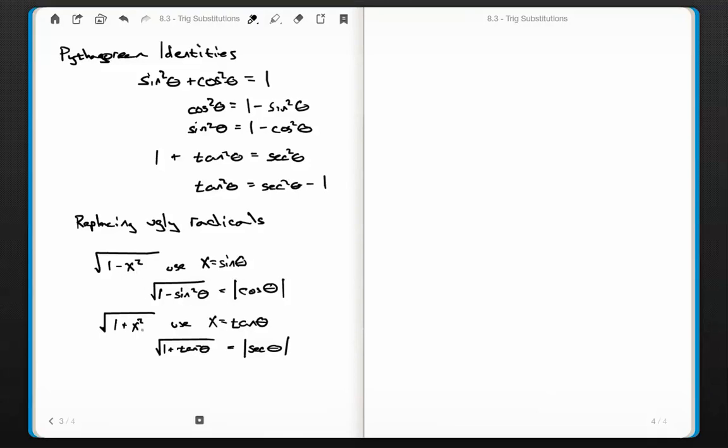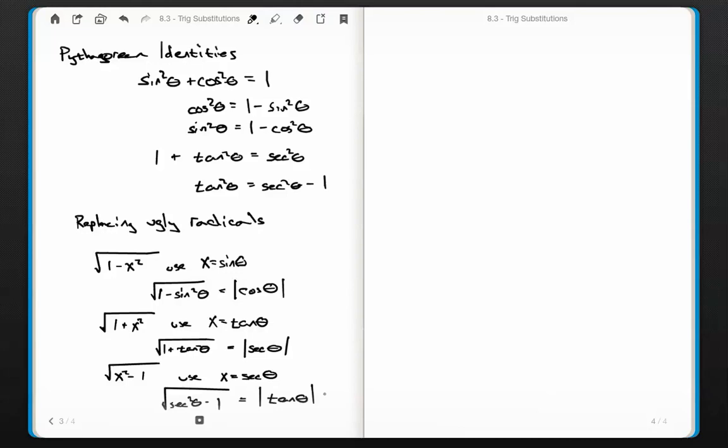Last one, I've got 1 minus this, 1 plus this. How about the variable minus 1? So if I had x squared minus 1, what would I use here? X squared minus 1. So I've got a variable squared minus 1. Oh, this here. So I'm going to use x equals secant of theta. And that makes my radical look like this. So it becomes secant squared theta minus 1, which really equals the absolute value of the tangent of theta.